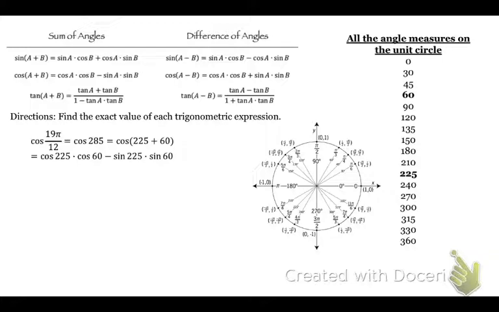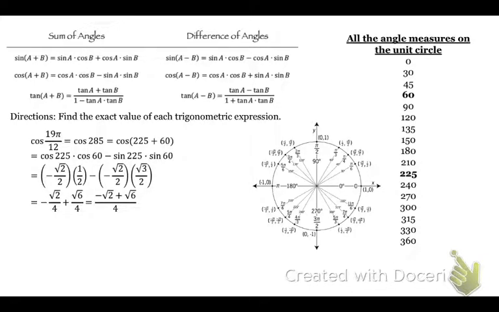Well, the x value at 225 is negative square root of 2 over 2. The x value at 60 is 1/2. The y value at 225 is negative square root of 2 over 2. And the y value at 60 is square root of 3 over 2. So then we end up getting negative square root of 2 over 4. And then a negative minus a negative is a positive, so plus square root of 6 over 4. Same denominator, so this becomes negative square root of 2 plus square root of 6 over 4. So that means the cosine of 19 pi over 12 is negative square root of 2 plus square root of 6 over 4.